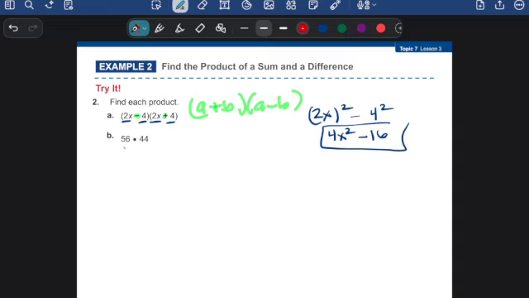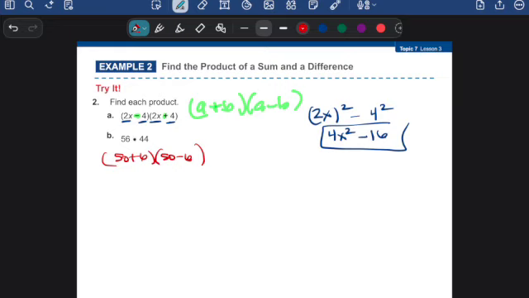So do you recognize that these are close to 50? They're both 6 away from 50. So this is 50 plus 6, and this is 50 minus 6. Are we following this pattern? Yes, we have a sum of two terms, and we have a difference of those same two terms. So this follows our pattern of the difference of two squares.